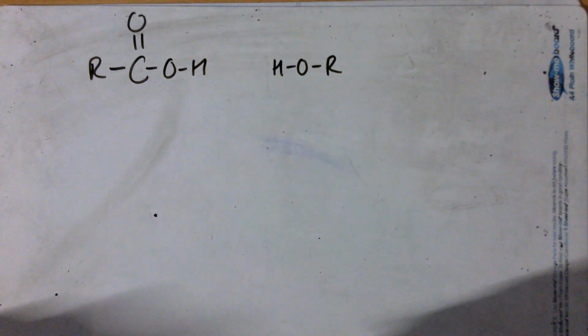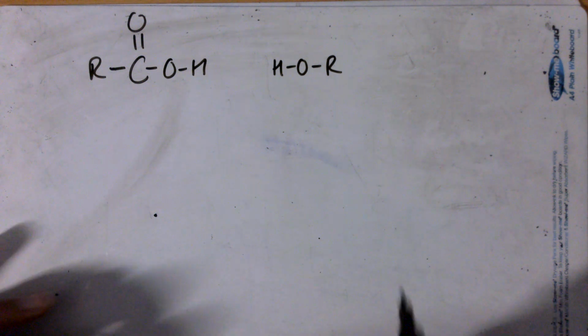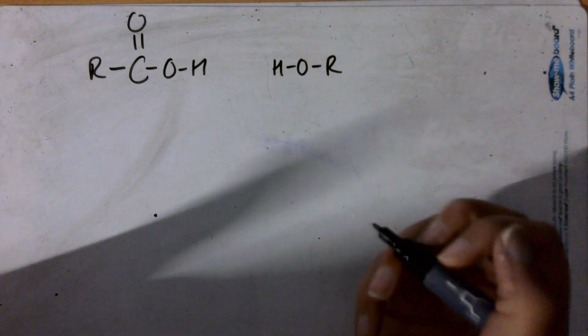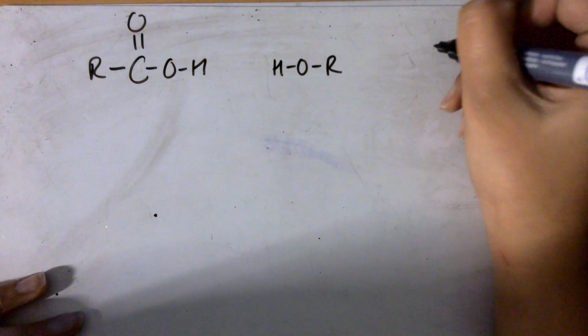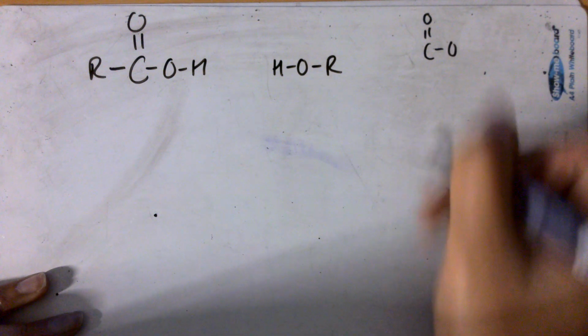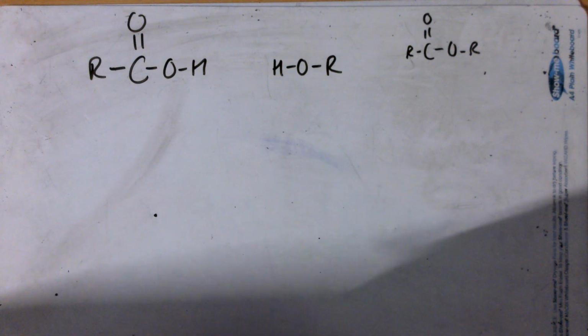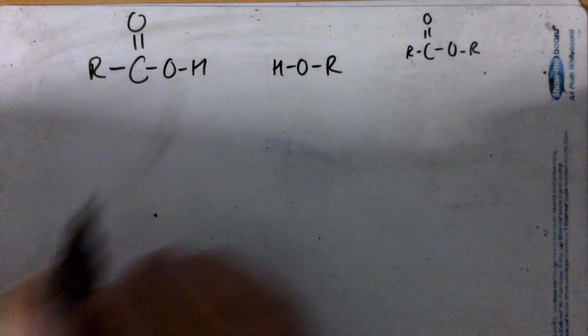Okay, so the next thing is looking at another carboxylic acid reaction, which is esterification. Esterification means making an ester. An ester will always have a C double bond O, and an R group on either side. That's how I can identify if something is an ester.